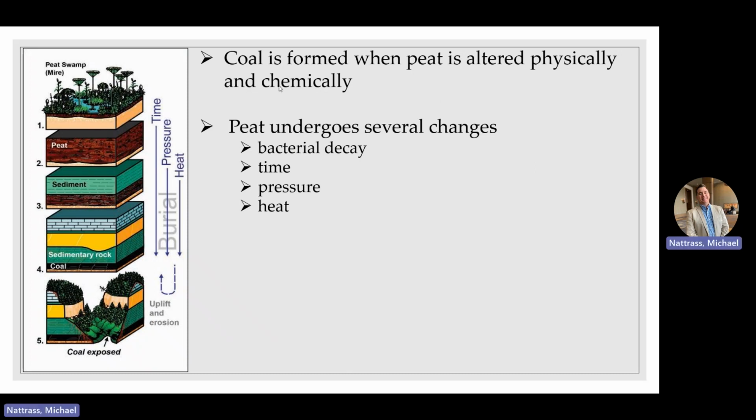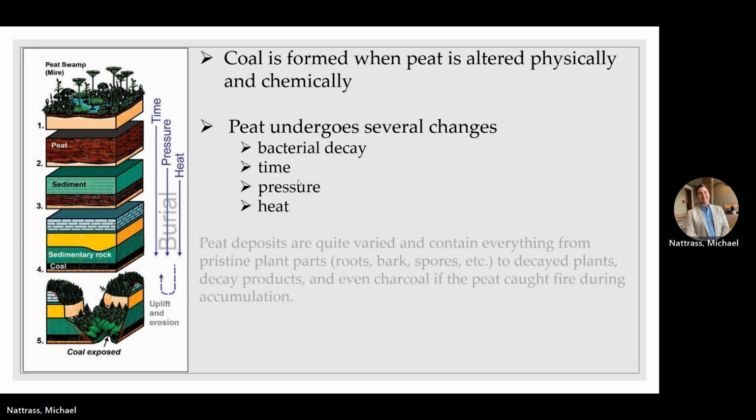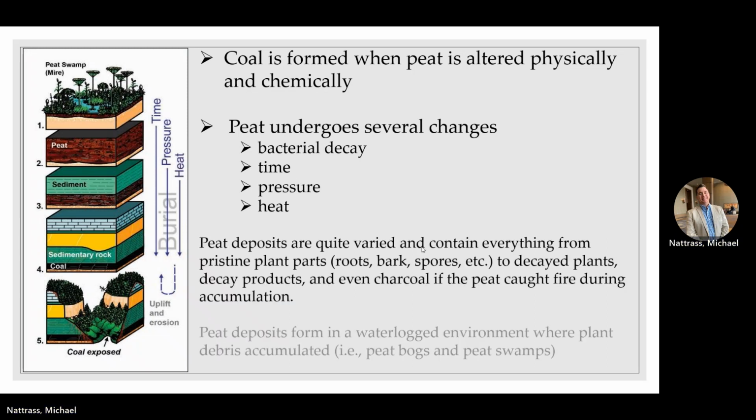So this has been altered both physically and chemically. It undergoes some of this decay. Here we have our time, our pressure, and our heat. And this kind of shows you where this started out in the beginning, that this peat and the sediment will end up basically being compacted to form our coal. And so this is where we get our charcoal from. In waterlogged environments, that debris gets accumulated, and we have those peat bogs.